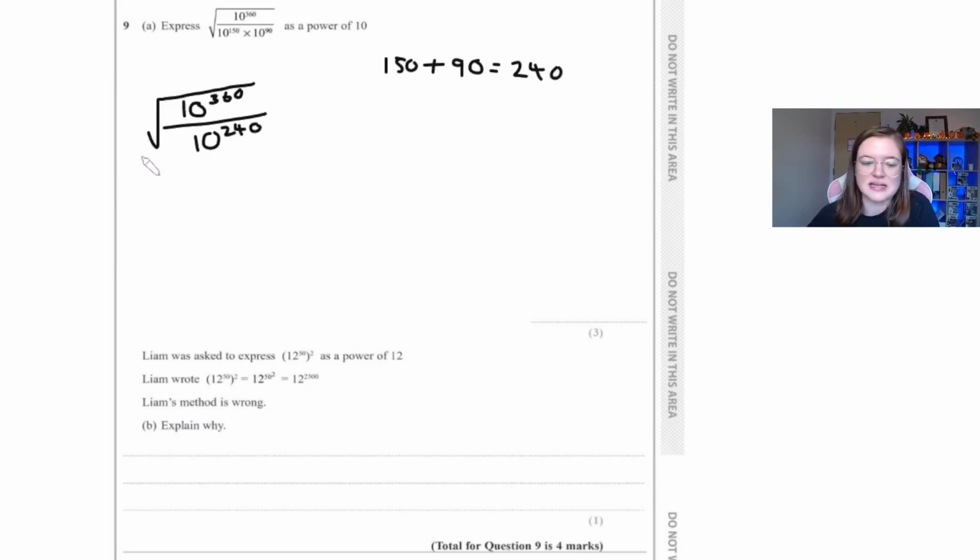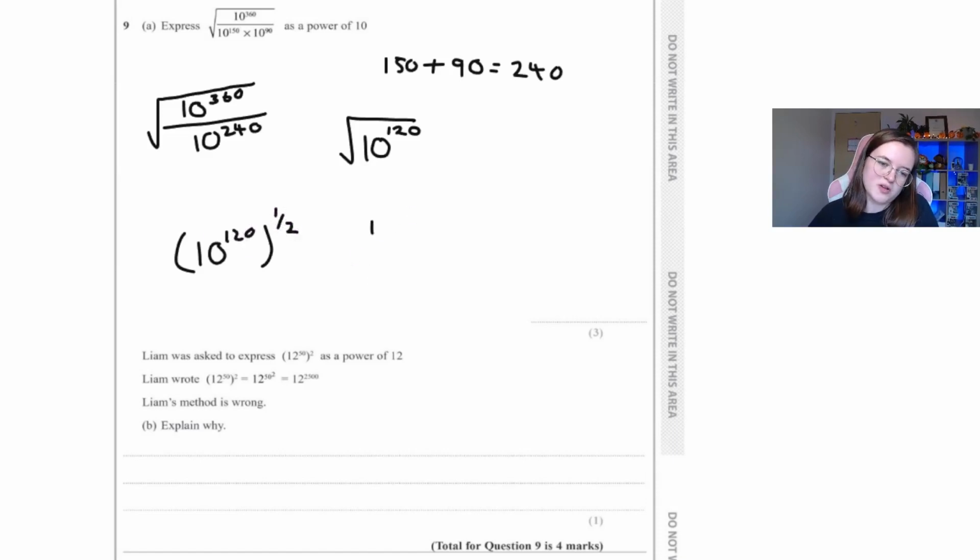And then I can divide these quite easily just by subtracting them. I'm going to get the square root then of 10 to the power of, if you take these away, 120. And then the square root is just to the power of a half, remember? So we get 10 to the power of 120 all to the power of a half. That's what a square root is, just the power of a half. And then from there, we have another rule of indices. How many do I have in one question? You have power of power. If you have power of power, you times them. So we're going to do 120 times a half, which is 60. Therefore, we have 10 to the power of 60. And that is your answer to part A.